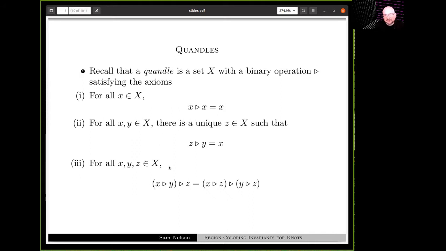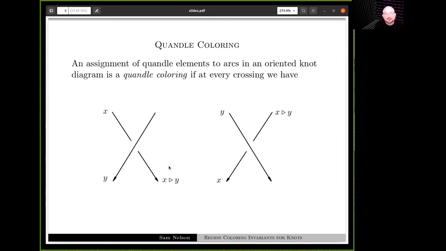Okay, so putting those all together, it follows that the number of quandle colorings of a knot diagram is a knot invariant. Right? It's not changed by Reidemeister moves. So what do I mean by quandle coloring? What I mean is I'm attaching an element of the quandle, like X or Y, to each of the arcs in the diagram, so that at each crossing, when X goes under Y, the new color is X triangle Y. So at a positive crossing, we use the inbound X, and for a negative crossing, it goes the other way. We use the outbound undercrossing to be the element X.